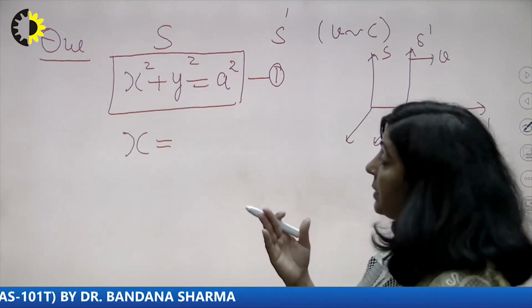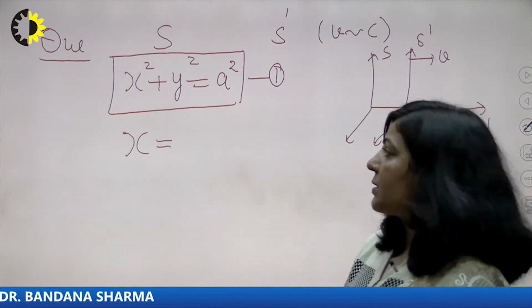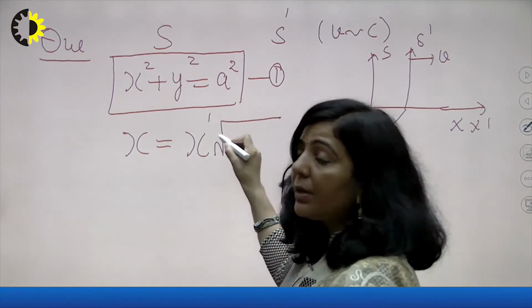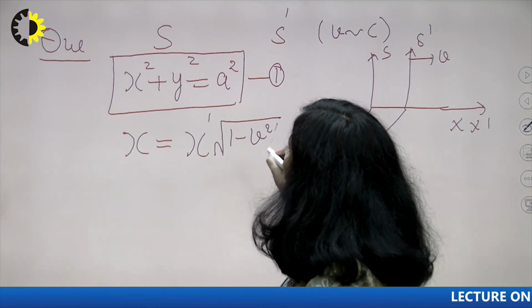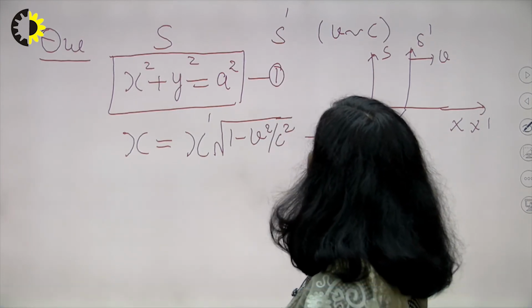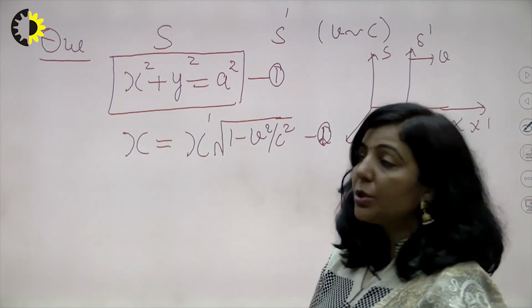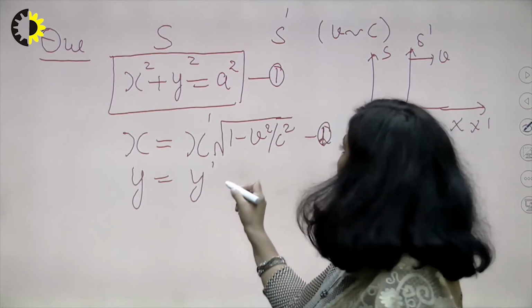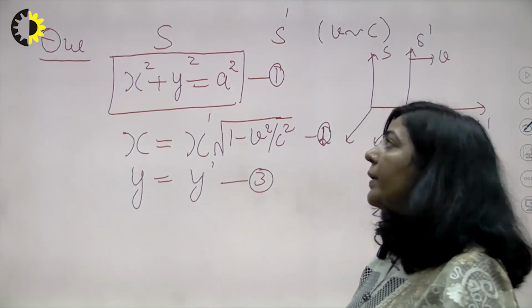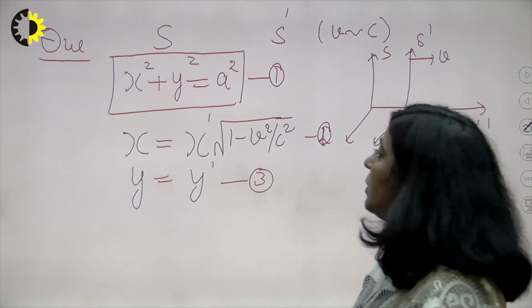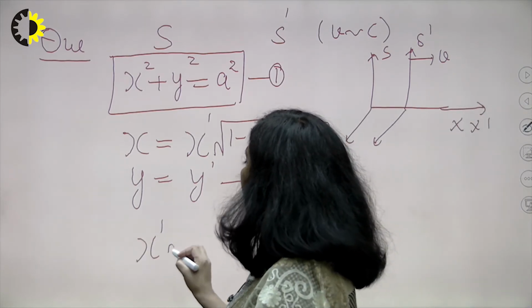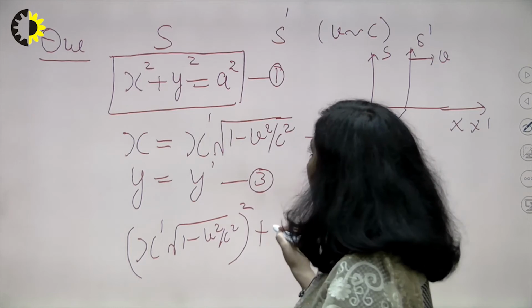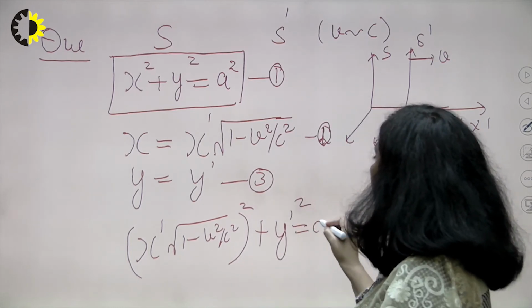Since there is movement only along the x-axis, this x can be written as x dash times root 1 minus v square upon c square, where x dash is the position in the S dash frame. This is according to the concept of length contraction. And since there is no movement along the y-axis, y will be equal to y dash. So you have equations number 2 and 3. Now substitute these values in equation number 1. What will you get here? You will get x dash times root 1 minus v square upon c square, whole square, plus y dash square, equal to a square.